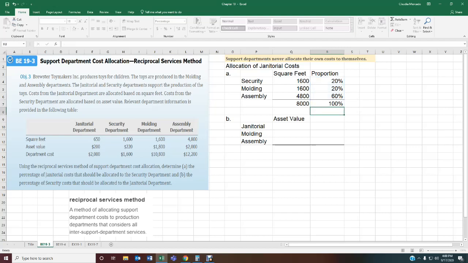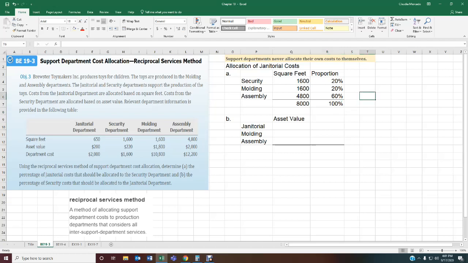All I did right here was bring in the square feet from my problem. I said, I need to figure out how much I'm going to allocate to the security, molding, and assembly department. Well, I'm going to make my allocation based on square feet. So I need to figure out the proportion of square feet per department. And we do that by getting our square feet per department divided by the total.